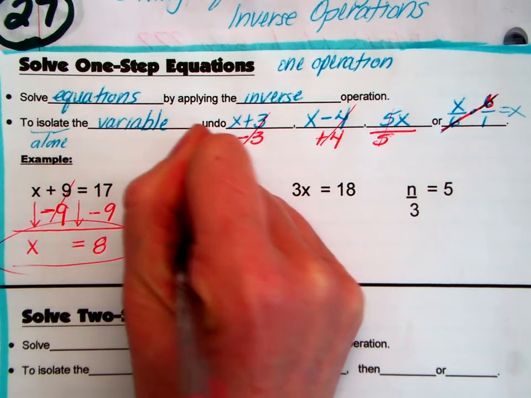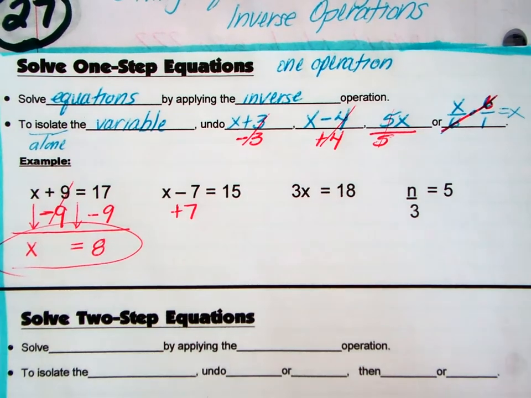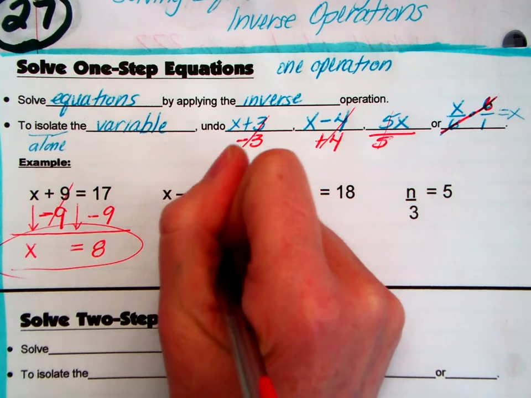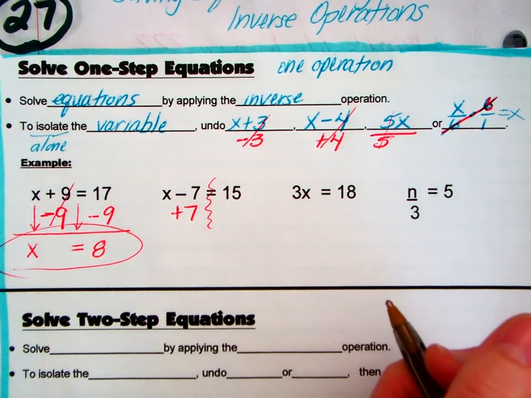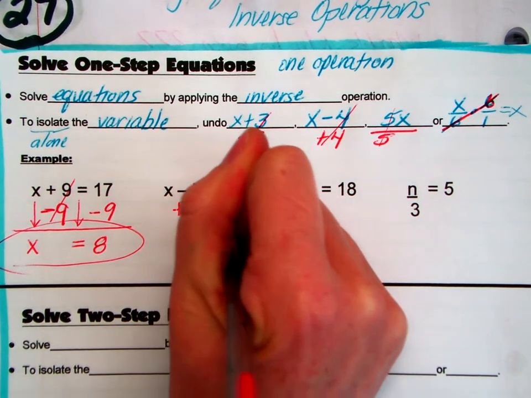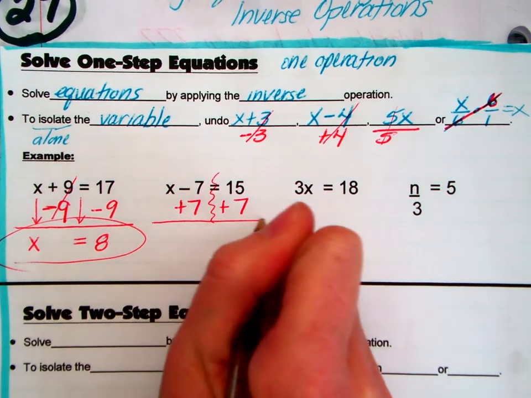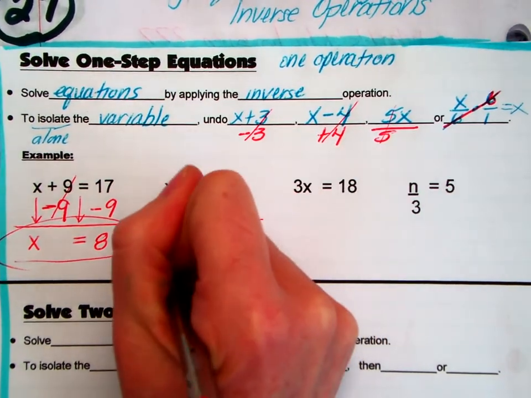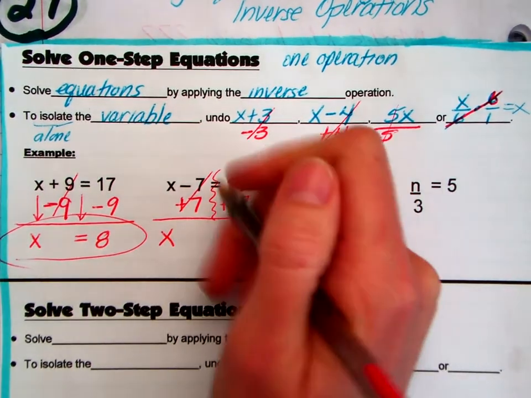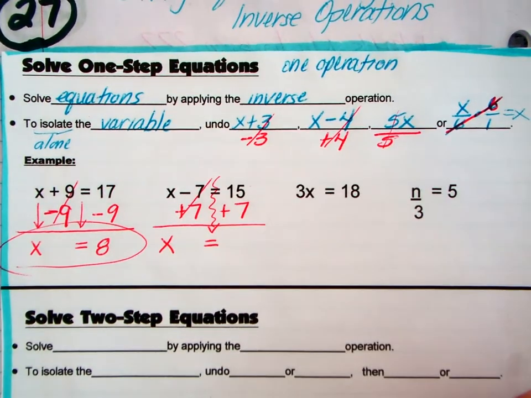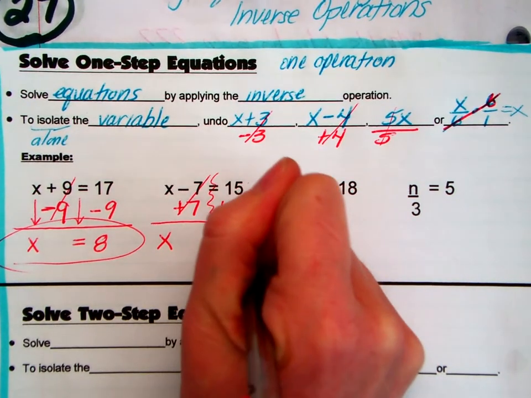So I'm going to add 7. But since this is an equation and not just an expression, I have to be fair. And if I do something to one side of the equal sign, I have to do the exact same thing to the other side of the equal sign because I want it to maintain its equality. So I'd have to add 7 here too. Minus 7 and plus 7 cancel out. X lives alone. Your equal sign comes down. 15 plus 7 is 22.